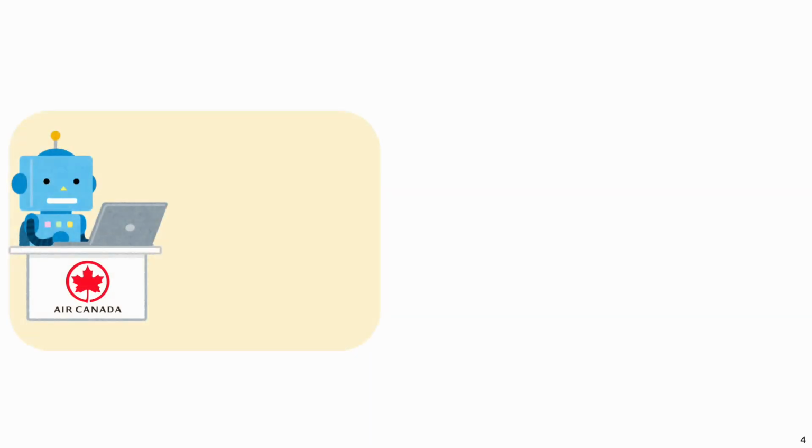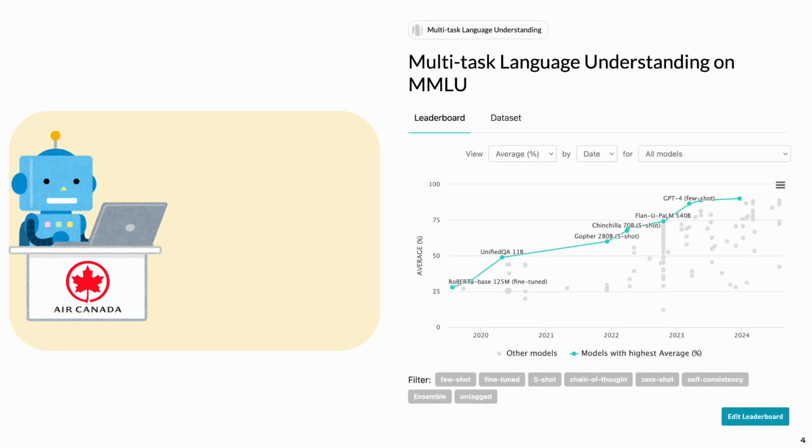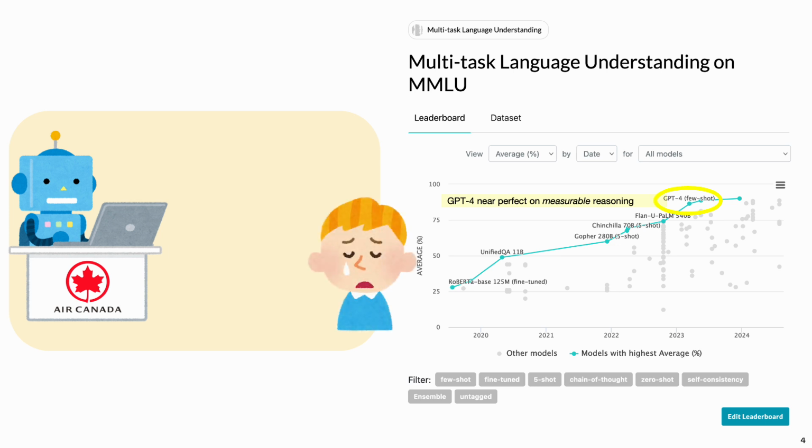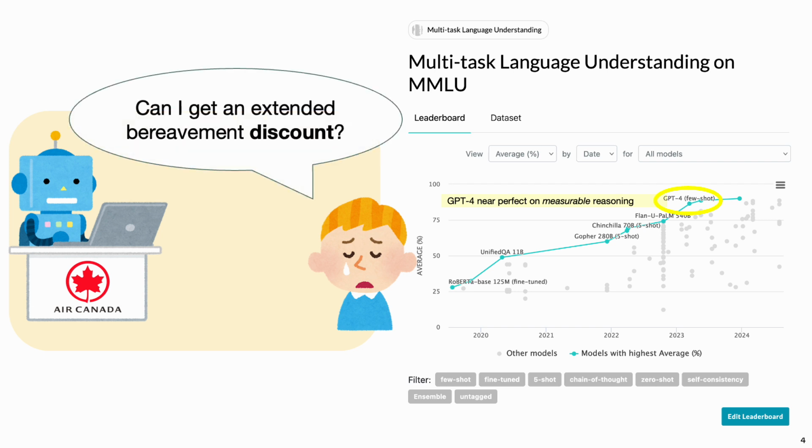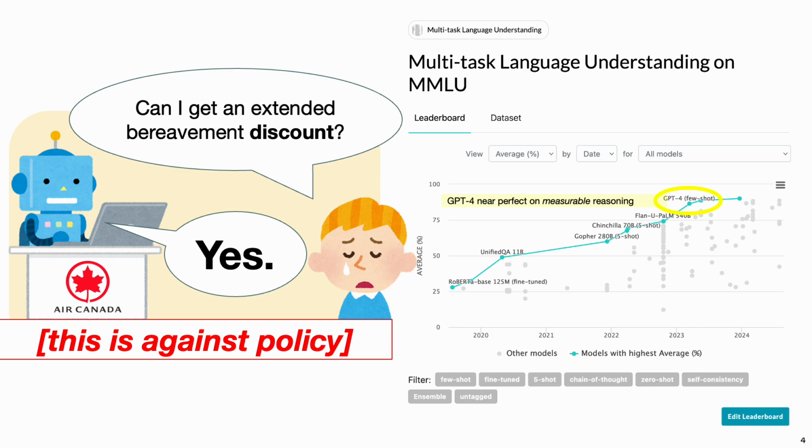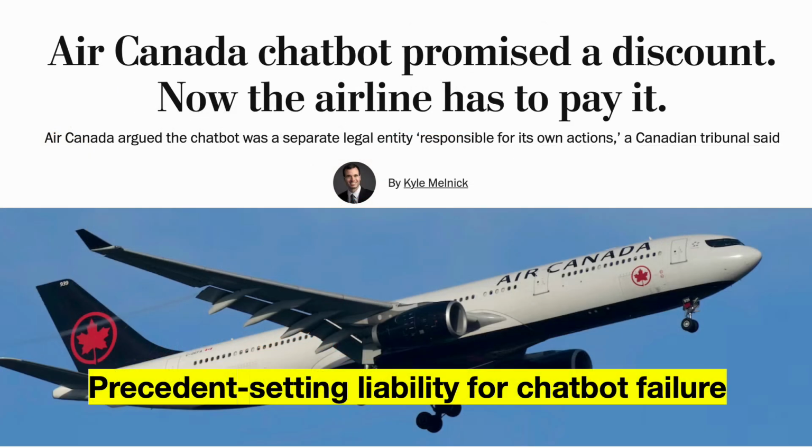Well, in the case of travel agents, we have a real-world example where we found that they're insufficient. So Air Canada deployed a chatbot, presumably based on GPT-4 or something, which was one of the state-of-the-art commercial models at the time, that was found to be nearly perfect on measurable reasoning benchmarks like MMLU. But when a customer actually went to this chatbot and asked for a bereavement discount that was off policy, the model promised it to them, even though it's actually not a part of the policy. And that customer was actually able to sue the airline and force them to pay that discount.